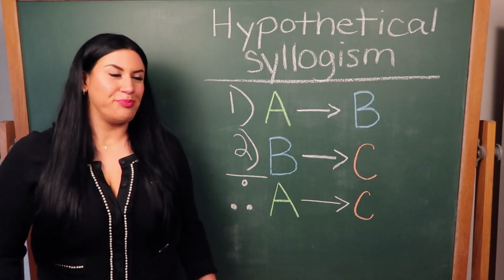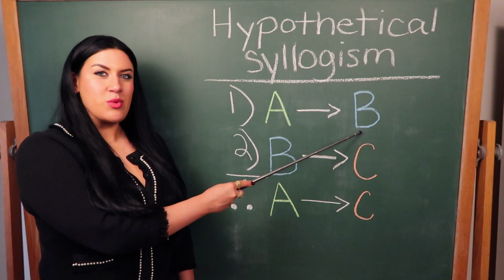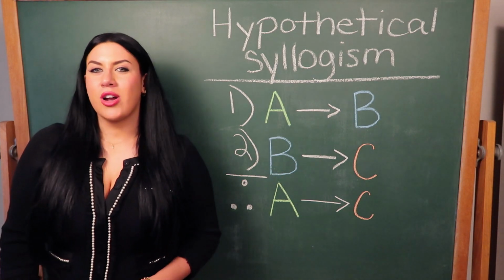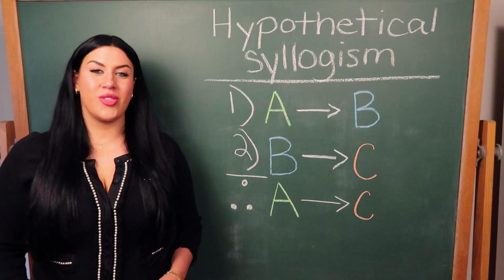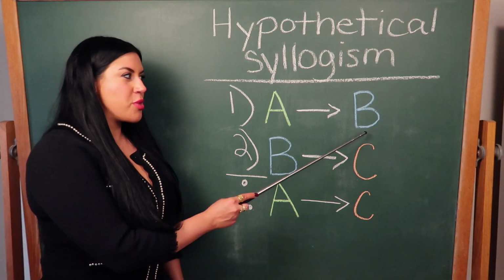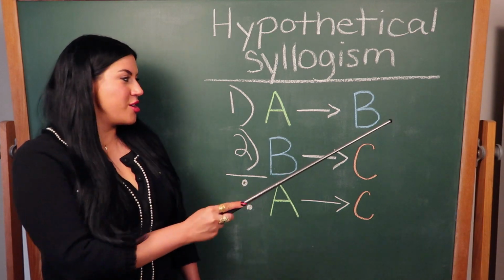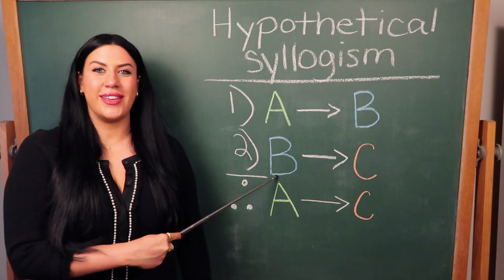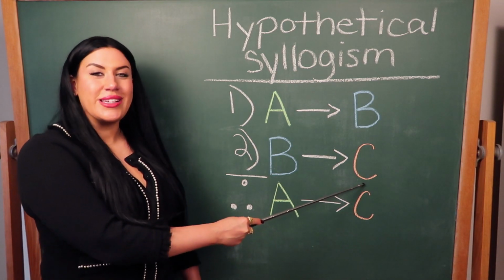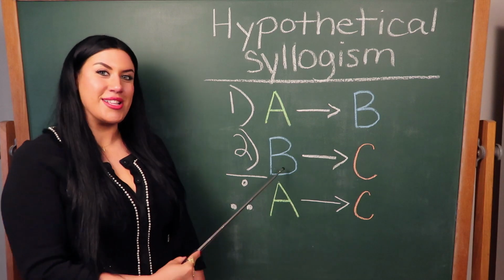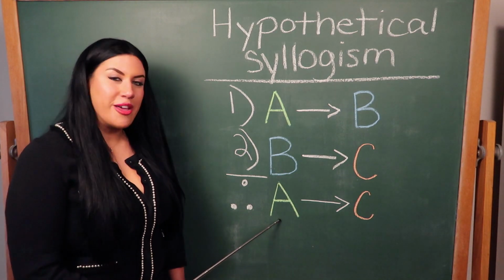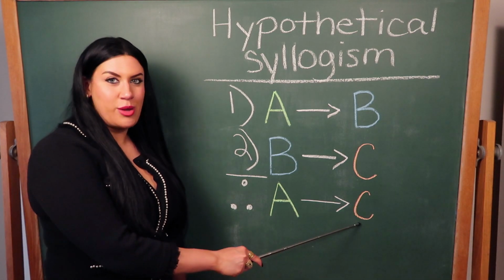So how does that happen? When we move back to premise 1, we said that B was the consequent. But whatever comes before the arrow, the if portion of your statement, is the antecedent. So the B went from being the consequent here to now becoming the antecedent here. If B happens, then C will happen, and C is our new consequent. C is the consequence of B. The ultimate conclusion here is that if A happens, then C will happen.